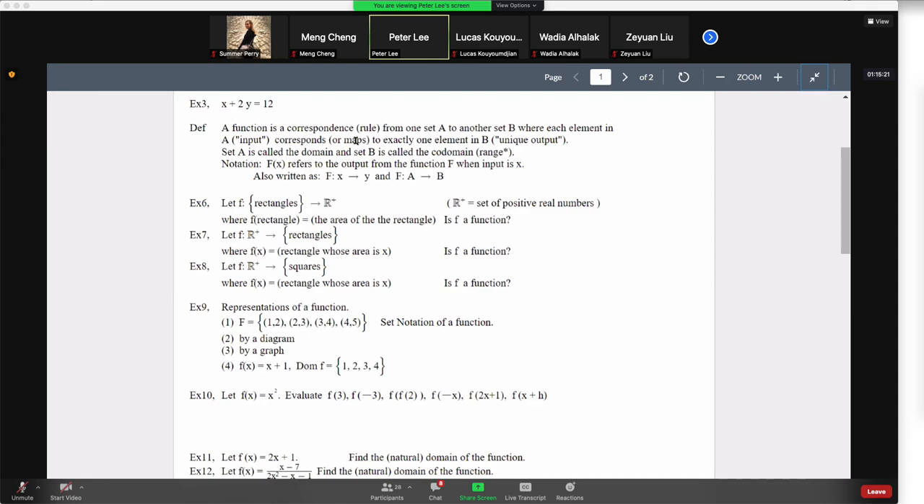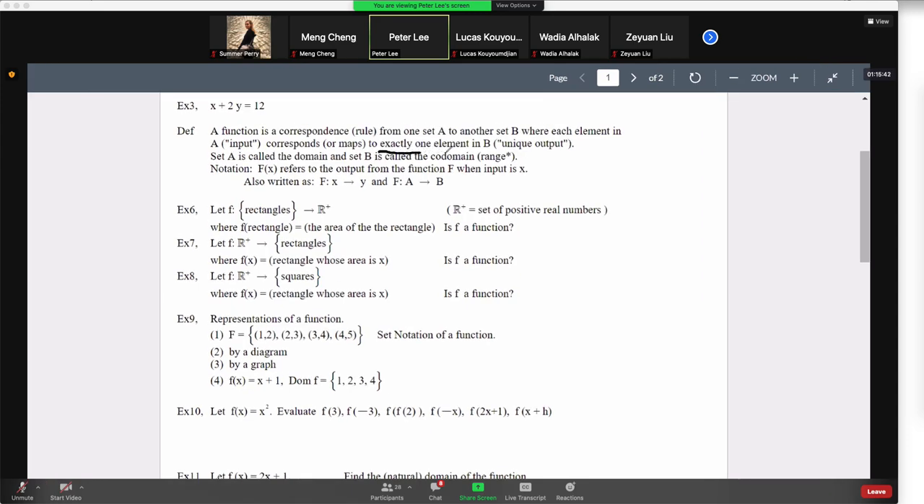A function is a correspondence or a rule from one set A to another set B, where each element in set A, or the input, corresponds to exactly one element in B. That's the key. So if you look at this definition of function, it's exactly one element in B. That makes it a function. If we do not have that condition, then that becomes a relation.